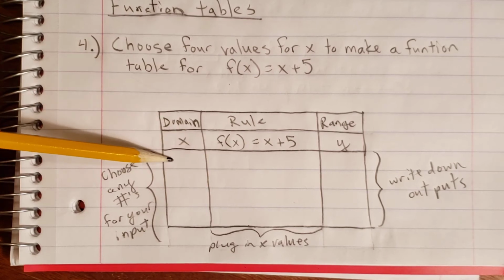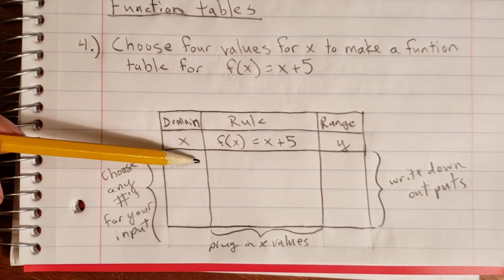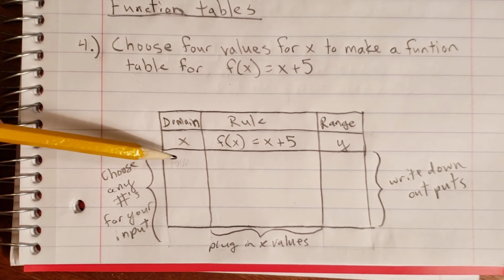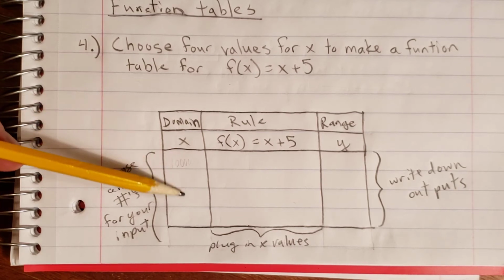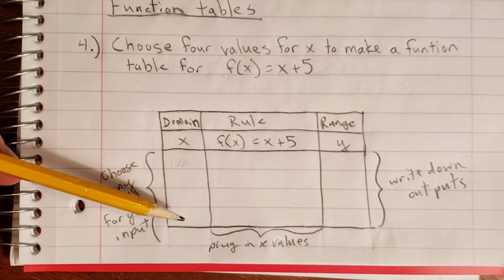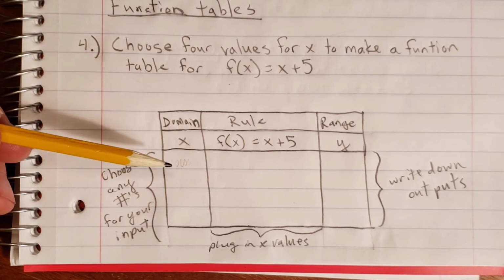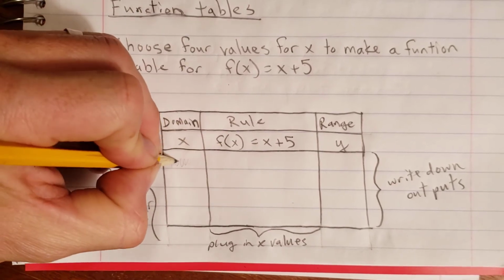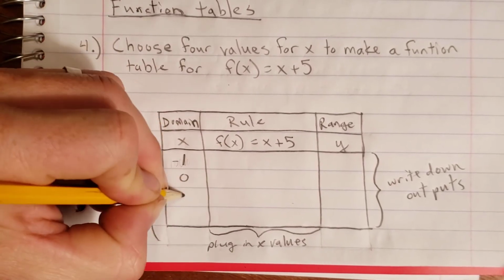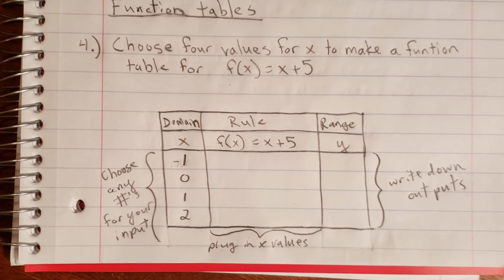We can choose 1 million right here if we want. We can choose 5. We can choose -5. We can choose -100. Doesn't matter. Just choose some numbers. You can actually make it shorter and easier for yourself if you choose super easy numbers like -1, 0, 1, and 2. It said choose, so why not choose some easy ones?